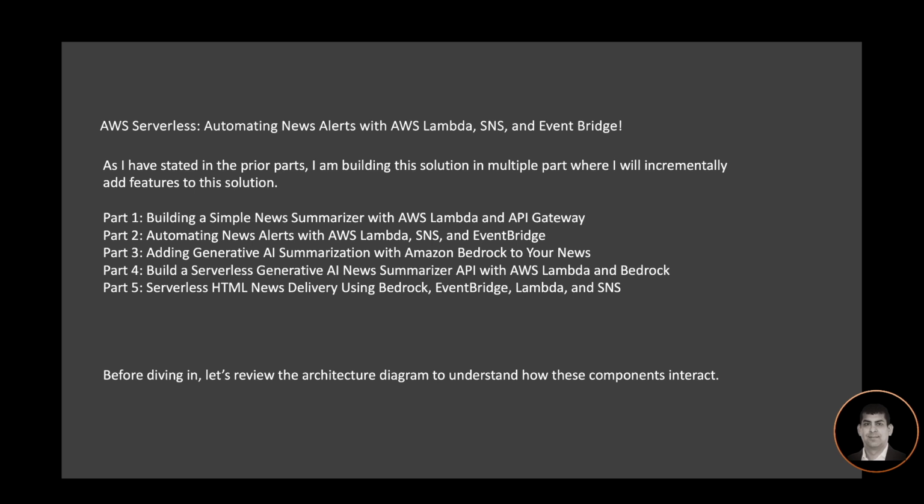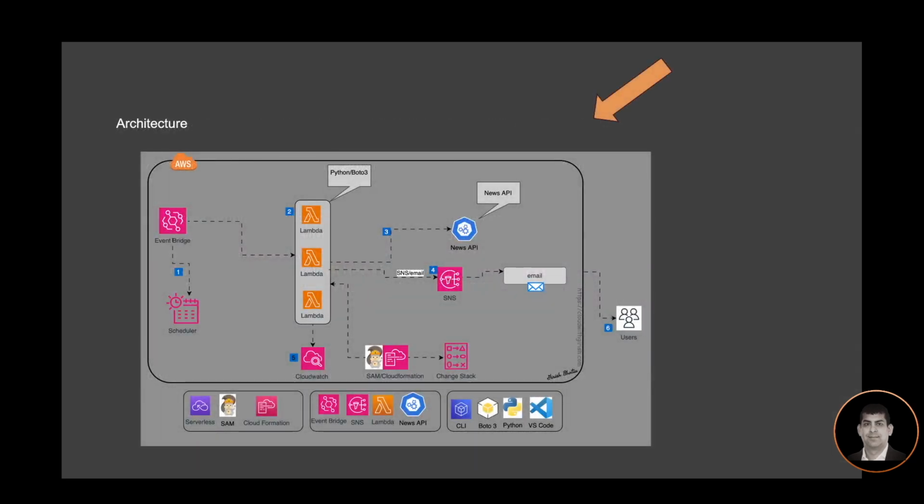So before diving in, let's review the architecture diagram to understand how each component interacts. So here is the architecture diagram. We have EventBridge and we are using the EventBridge scheduler here to schedule the event, which on a daily basis will invoke the Lambda function.